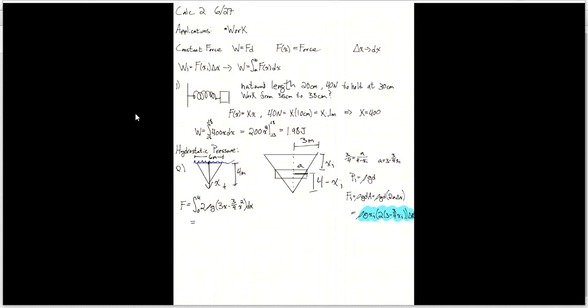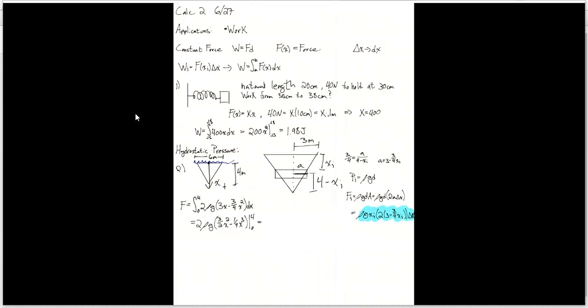We can actually do out this integral: 2 rho g times 3/2 x squared minus 1/4 x to the third, evaluated from 0 to 4.